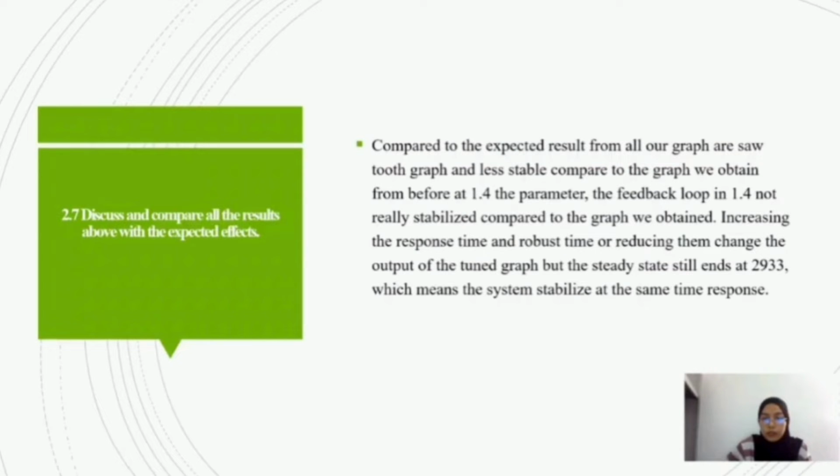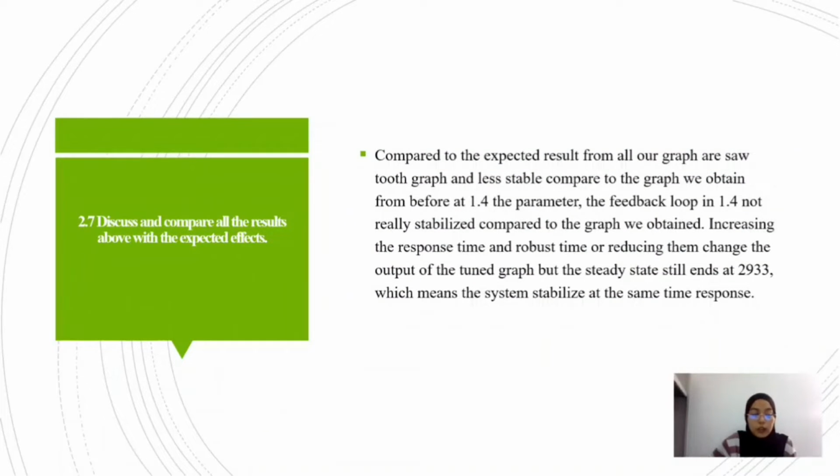Assalamualaikum and hi, my name is Izzah Hazira binti Hijir and my metric number is CE190220. 2.7, discuss and compare all the results above with the expected effects. I will compare to the expected result; from all the graphs we saw, the graph is less stable compared to the graph we obtained before at 1.4. The feedback loop in 1.4 is not really stabilized compared to the graph we obtained.